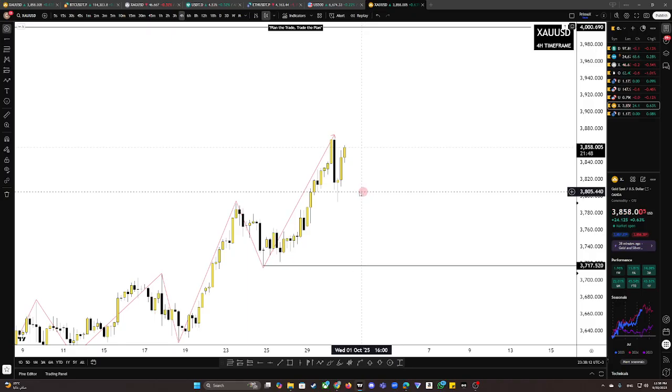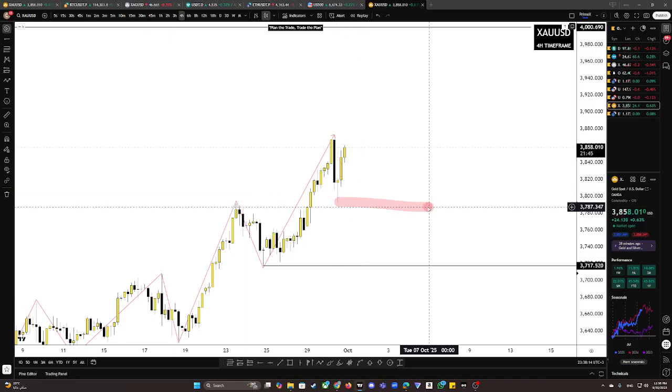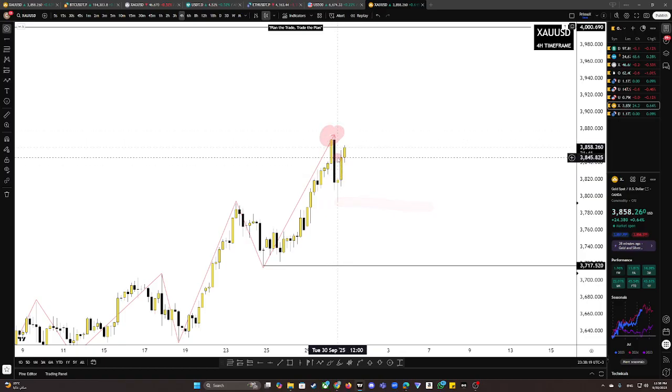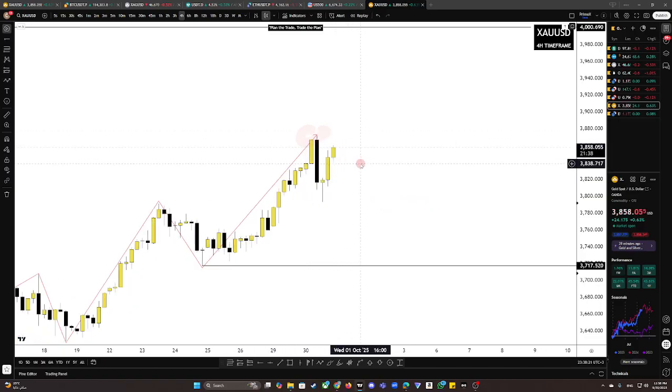So in this case, of course, we still cannot consider this a low until we take out this high. But of course, even if price goes up right now and takes out this high, we still need to measure.